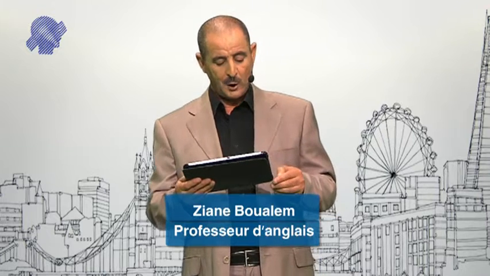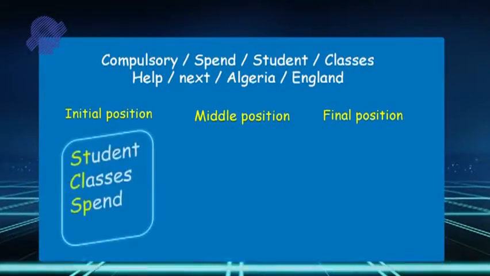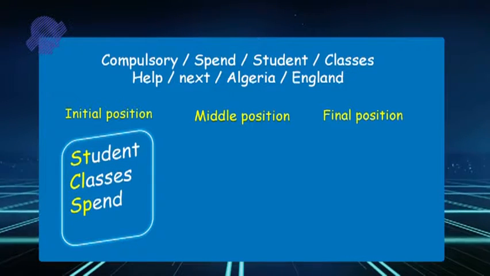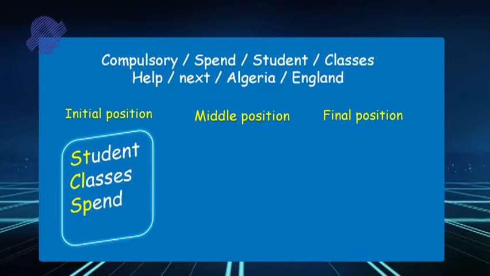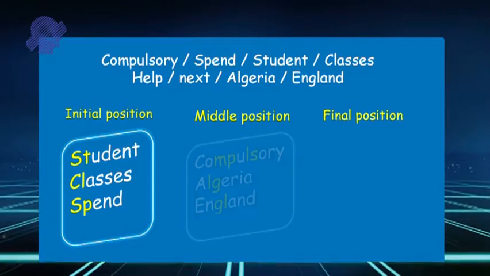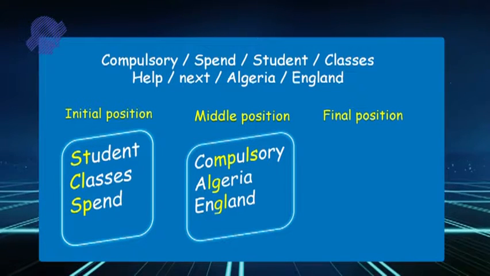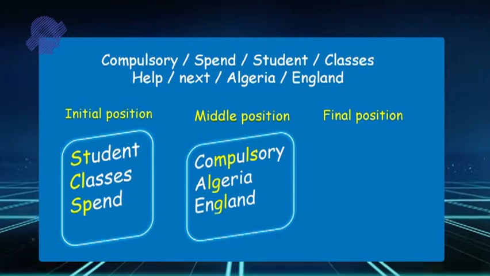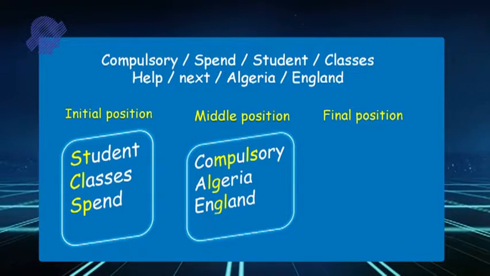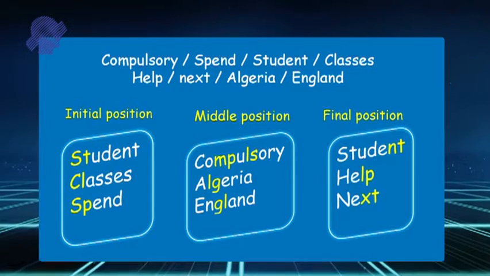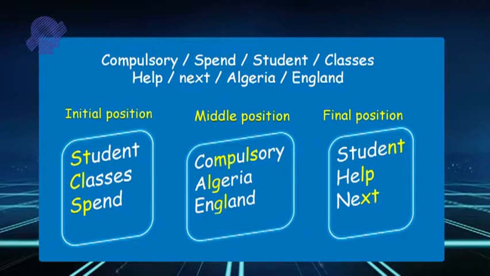Okay? So for initial position, you have got st in student, cl in classes, and sp in spend. And for middle position, you have mp and ls in compulsory, and lg in Algeria, and ngl in England. And finally, in final position, you have nt in student, lp in help, and finally, xt in next.